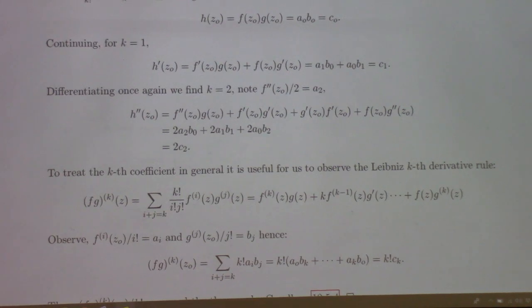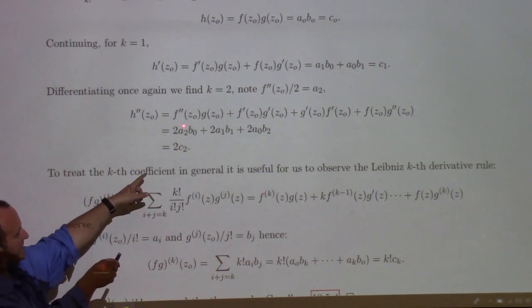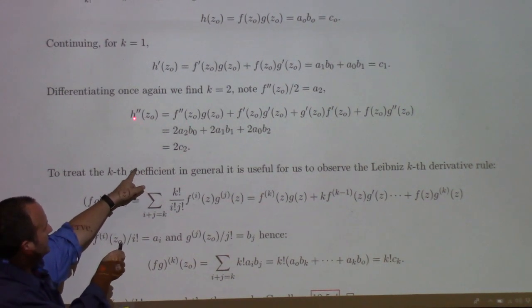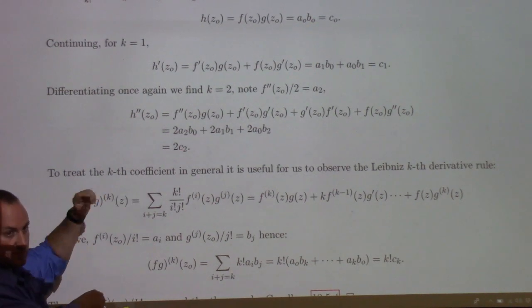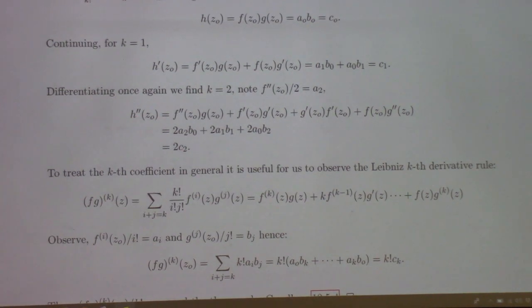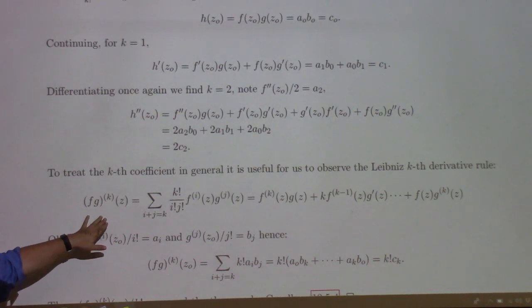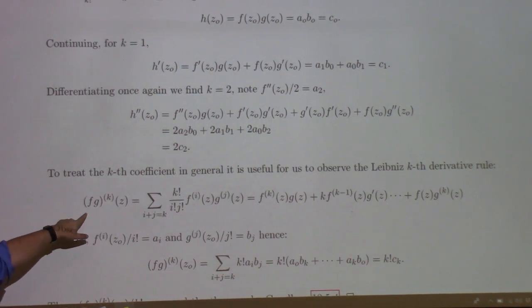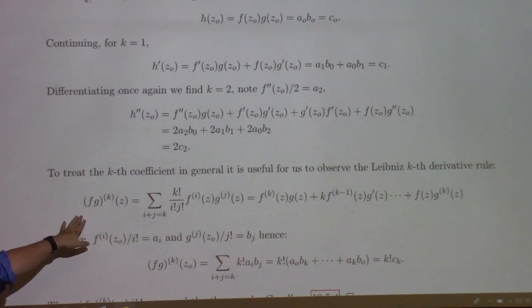So this is twice that, which is what we want, because h double prime divided by 2 should be c2. And then, I don't know if you knew this or not, but this is Leibniz's kth power rule. So if you want to take the kth derivative of a product of functions, this is a known formula. You can prove this with induction or something.